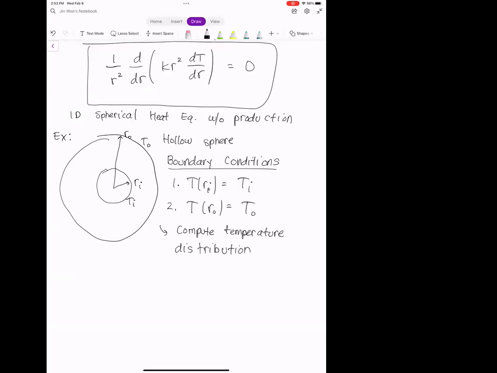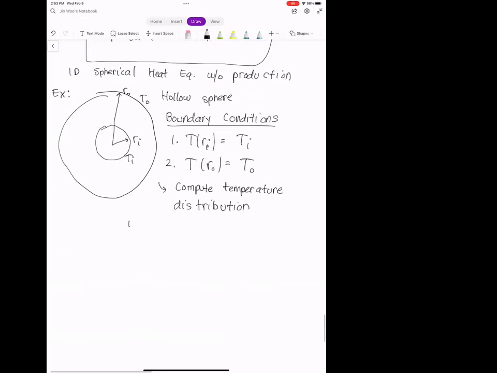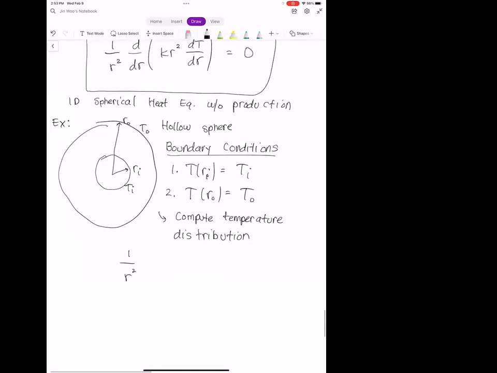Okay, and so we're gonna start with the heat equation that we have up there. So we have 1 over R squared times d/dr of K R squared dT/dr is equal to 0. And just like we've done for the previous couple of weeks up to this point, we're going to go ahead and integrate this equation and solve for T of R.